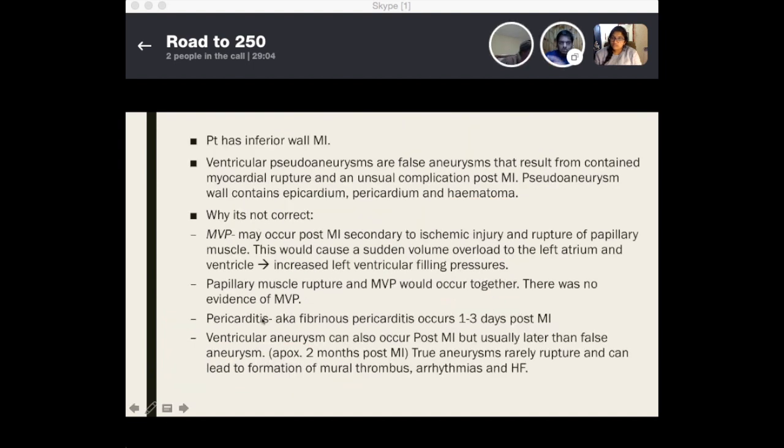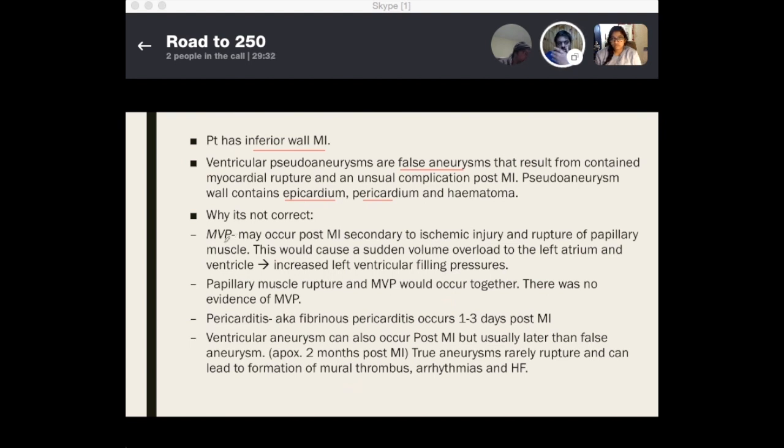So I'm going to go to this page right here. This is the answer why, explanations for all of them. But as we discussed, he has an inferior wall MI, and these are pseudoaneurysms or false aneurysms, and they result from containment of the myocardial rupture and are unusual complications post-MI. So these will contain your epicardium, pericardium, and hematoma.